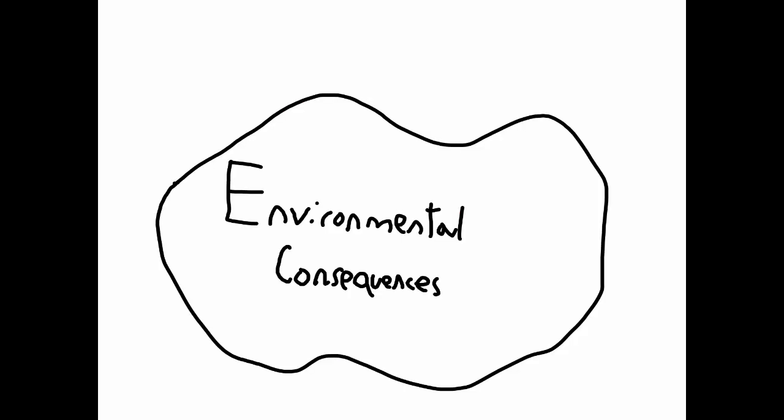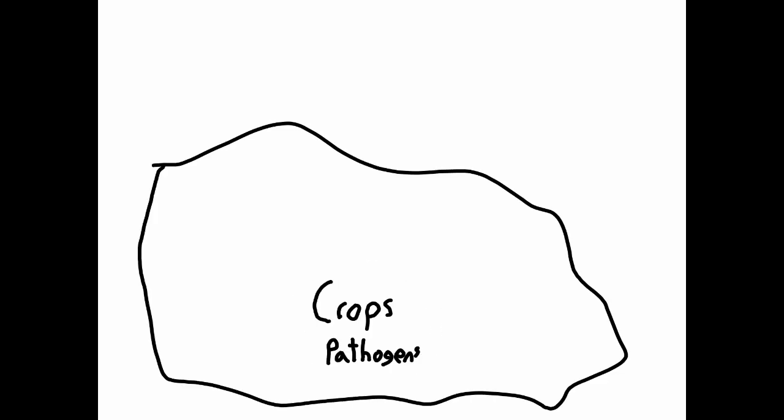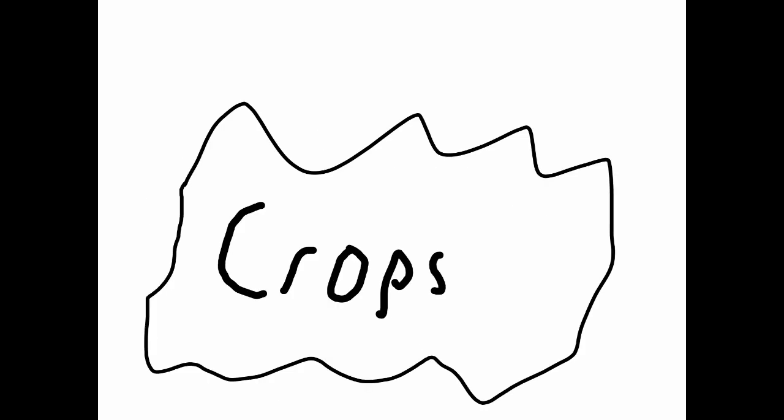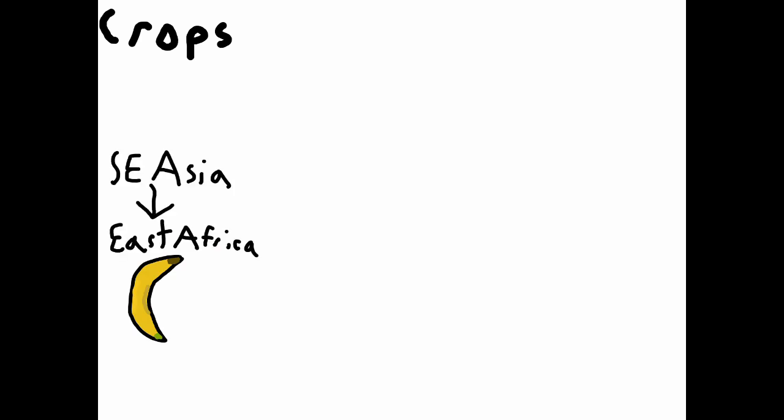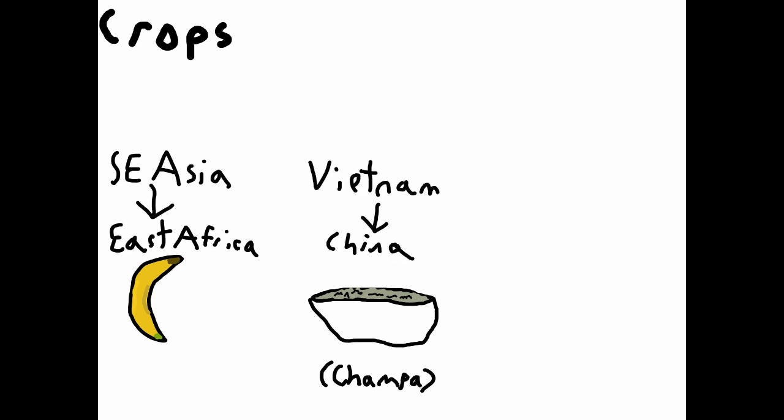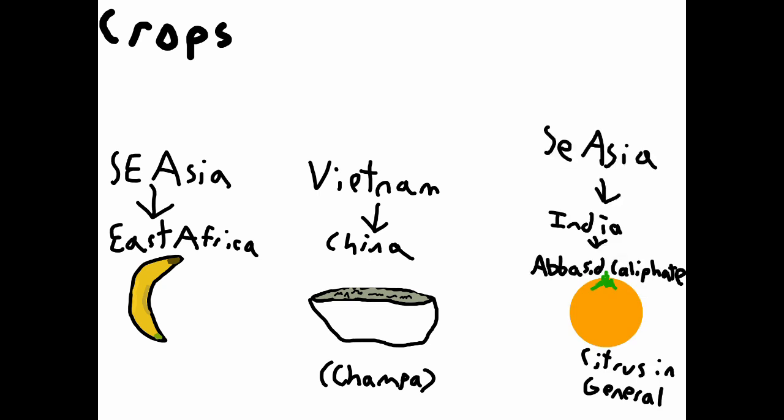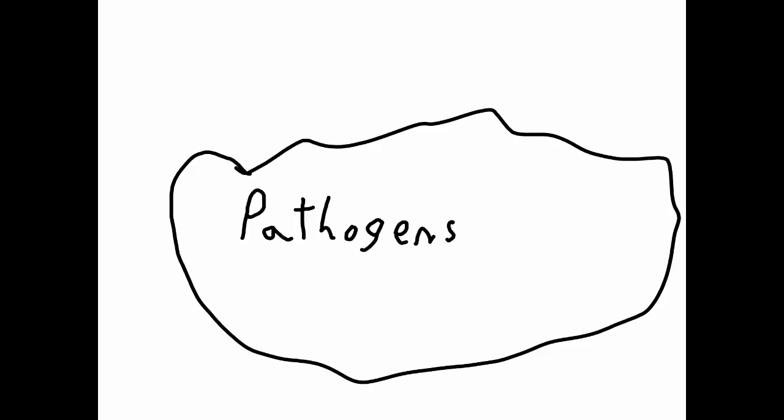Environmental consequences. The environmental consequences are just a diffusion of crops and pathogens. Crops. The three crops that diffused were bananas from Africa to Southeast Asia, rice varieties aka Champa rice, which was from Vietnam to China when the Tang Dynasty ruled them, and citrus from Southeast Asia to India to the Abbasid Caliphate.